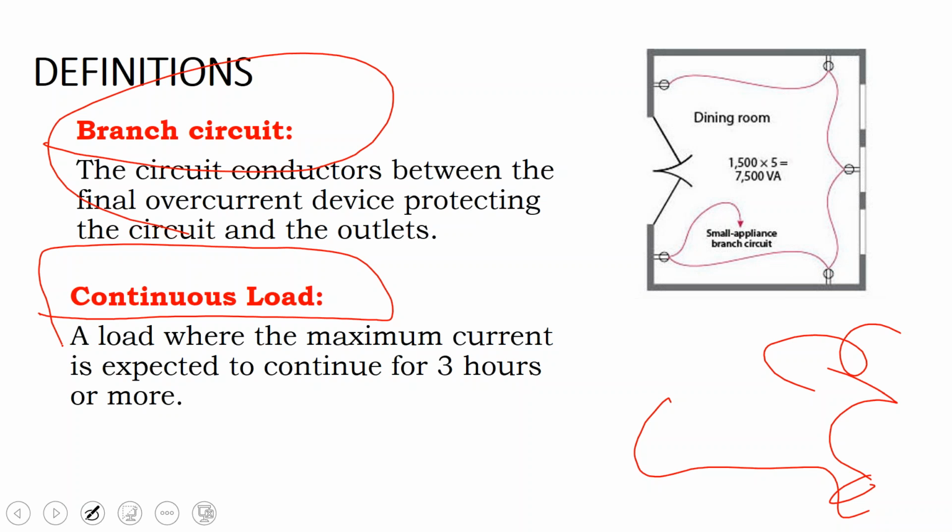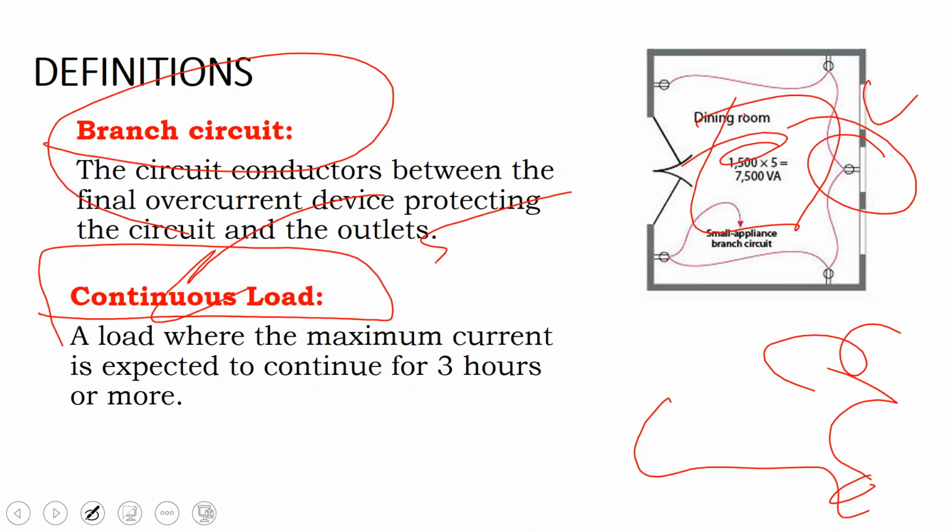So what's the difference between a continuous load and a non-continuous load? Well, maybe this outlet is not being used 24/7. Maybe it's only being used whenever you have dinner in your dining room. It might be a chandelier or something. Or it might be on 24/7. It might be a security system. So you have a continuous load or a non-continuous load.